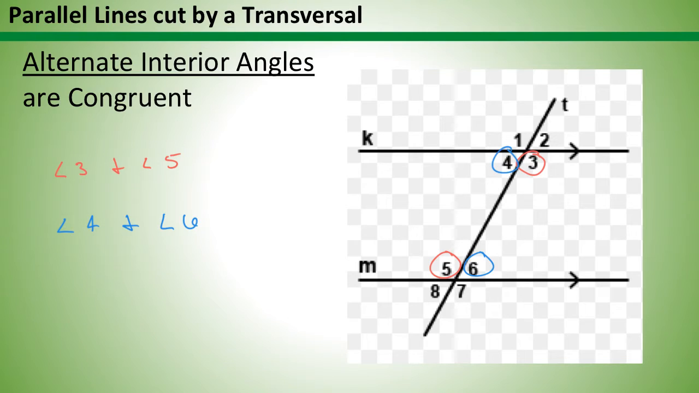Something that we always know about alternate interior angles is they are always congruent. So know that these angles are always the same. You should be able to identify these angles, and you should know that they are always congruent.